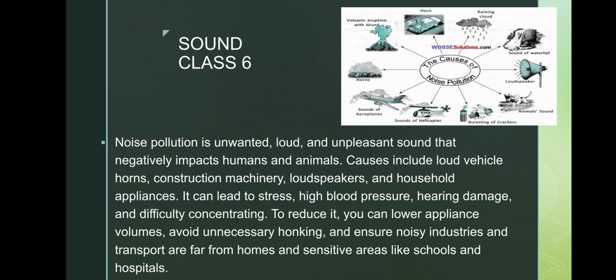Horns, honking, then the volcano eruption, then even the aeroplanes, they make a lot of sound. Then sounds of helicopters, then bursting of crackers, then animal sound also, barking of the dogs, which is very irritating when they bark continuously. Then raining clouds, thundering and all that. Then horns. All these cause noise pollution.